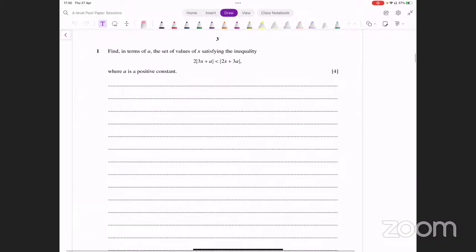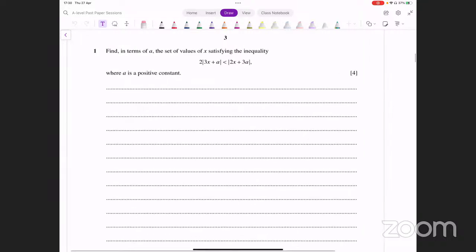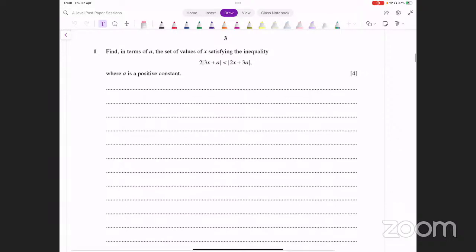It says, find in terms of a the set of values of x that satisfy this inequality where a is a positive constant. Now, for modulus inequalities, we have a standard method that works for every single kind of modulus inequality. So how do we start with this? We say let's treat this as an equation first of all. Okay, so it's 2 into modulus of 3x plus a that equals modulus of 2x plus 3a.